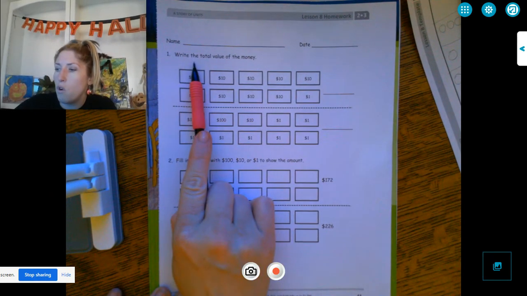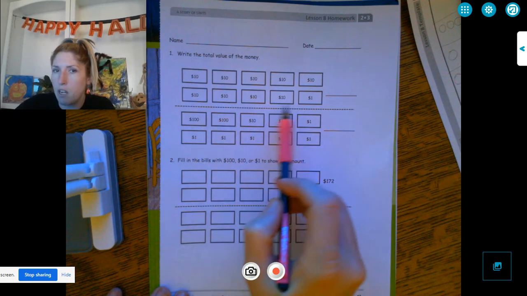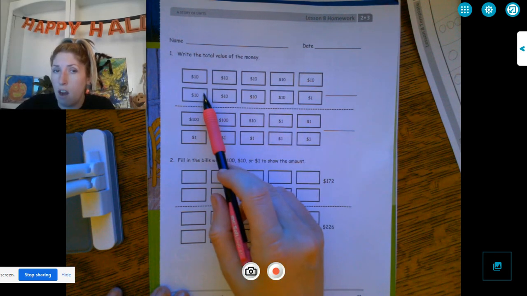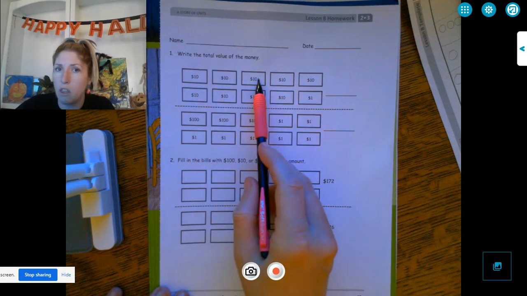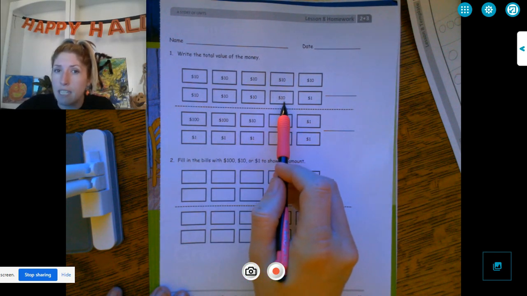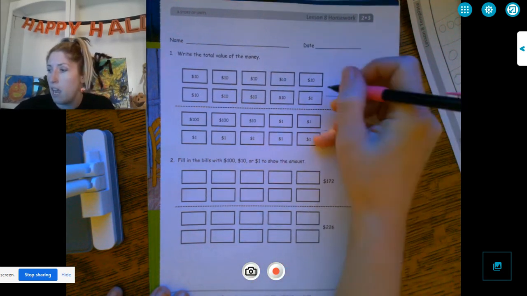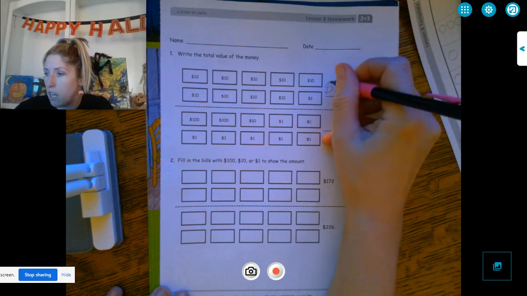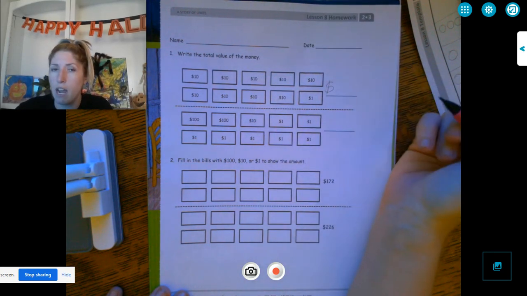It says, write the total value of the money. What you need to do, see this above the dotted line, you need to figure out how much money that is. So start counting by tens and say 10, 20, 30, and count all those tens by tens. And then when you get to here, you're going to stop counting by tens and you're going to add that last one on there. And then your answer needs a dollar sign in front of it, and then what you counted up to when you were adding.